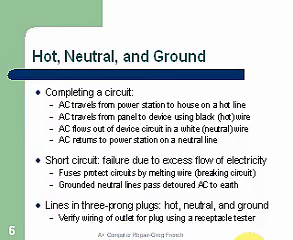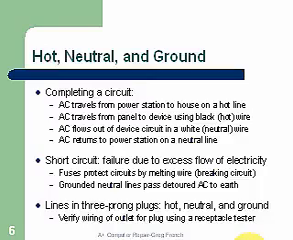Hot, neutral, and ground: completing a circuit. AC travels from a power station to a house on a hot line. AC travels from the panel to the device using a black or hot wire. So we use a black wire for the hot wire in the house. AC flows out of the device circuit to a white or neutral wire. So we use white as our neutral or return line. AC returns to the power station on the neutral line.